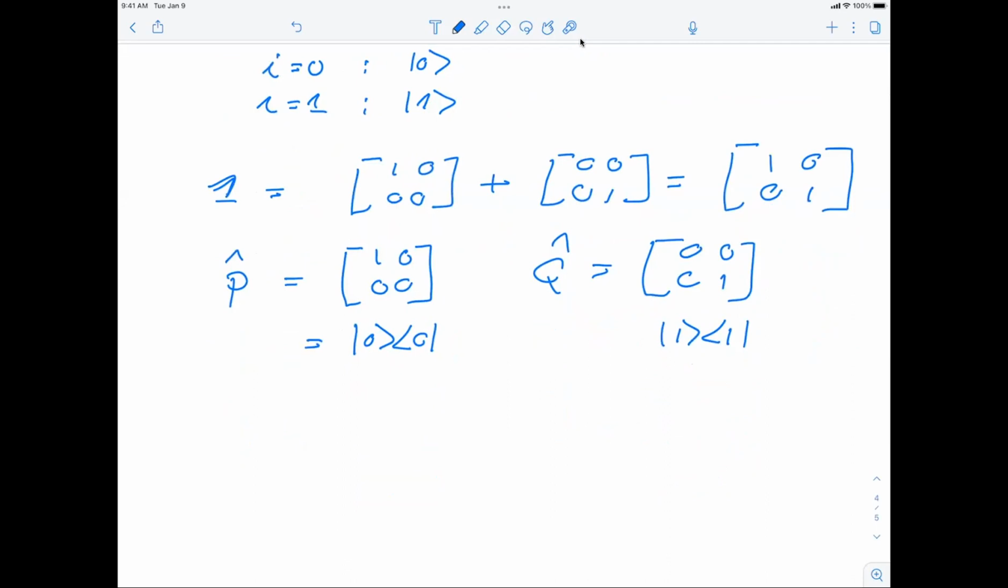Now, if you look at these operators which I have defined, you can easily see now that if I take P squared, this is equal to P. So if you just multiply the matrix P with itself, you will find out that this is equal to P. So this is an example of a so-called idempotent operator.